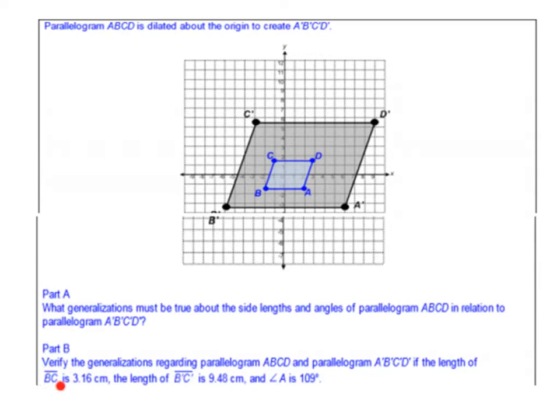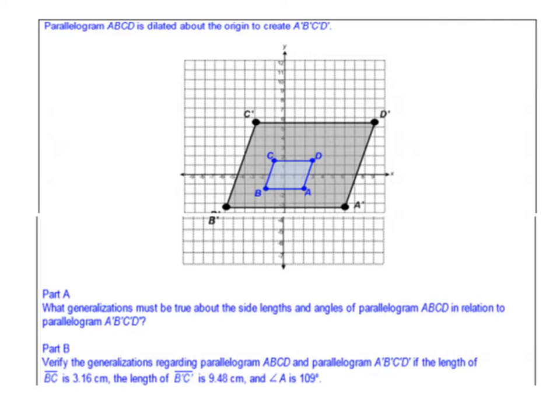And I'm sorry, well, they do give us an angle, but they also give us a side length, and they're giving us length BC. So this is line segment BC. That's what that means. They say that this line segment is 3.16 centimeters. And then they also tell us that the length of B prime C prime is 9.48 centimeters.